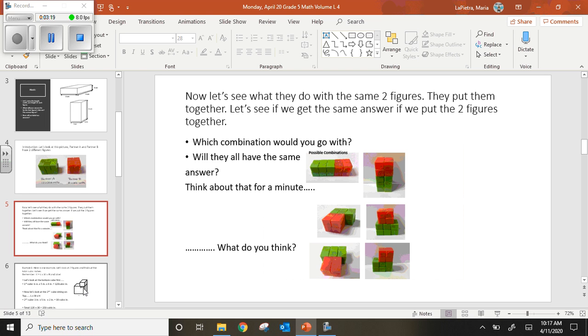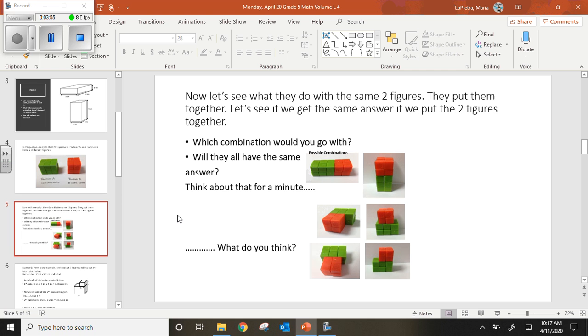Now let's see what they do with the same two figures. They put them together. Let's see if we get the same answer if we put the two figures together. Here's some possible combinations of student A and student B. Which combination would you go with? Will they all have the same answer? Think about that for a minute. Look at your possible combinations. Will they all have the same answer if they're using the same blocks?